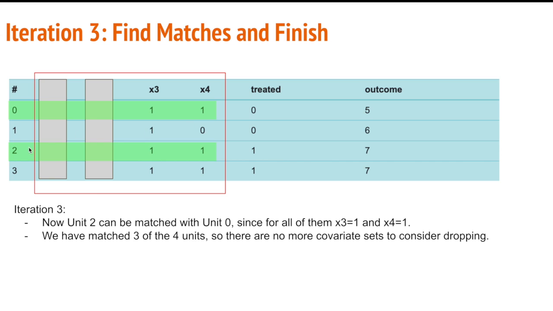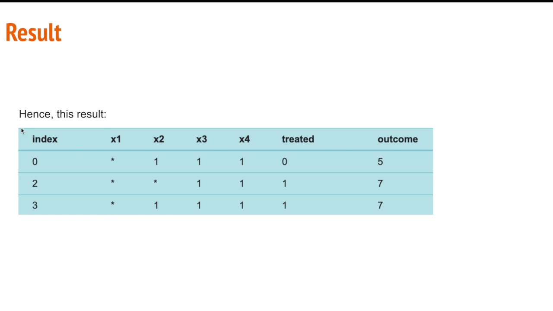Note that units 2 and 3 are not matched because the goal here is to match treatment and control units, and there's no point in matching 2 treatment units. Now we've matched 3 of the 4 units, so there are no more covariate sets to consider dropping, and we are done. That's how we end up with this table here.